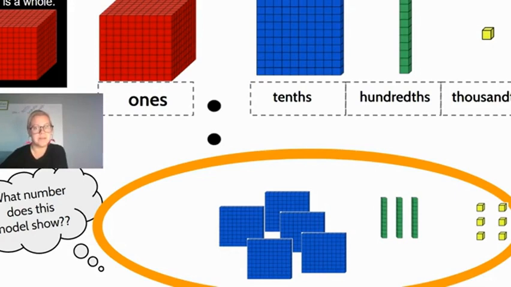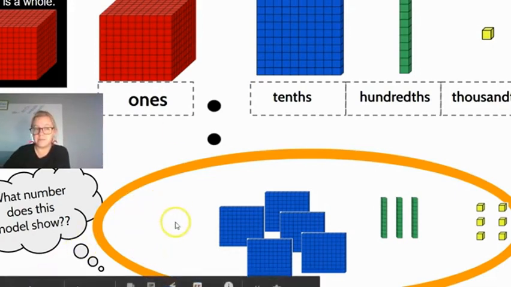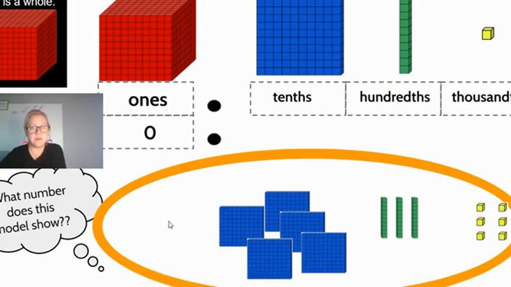What am I going to put in my ones place? Do I have any ones? I would put a 0 in my ones place. There are no wholes. There's nothing in this model to show a whole. I don't have any dollar bills. What would I put in my tenths place? A 5. There are 5 tenths. I need 10 of them to fill up my whole, but I only have 5, so 5 tenths.